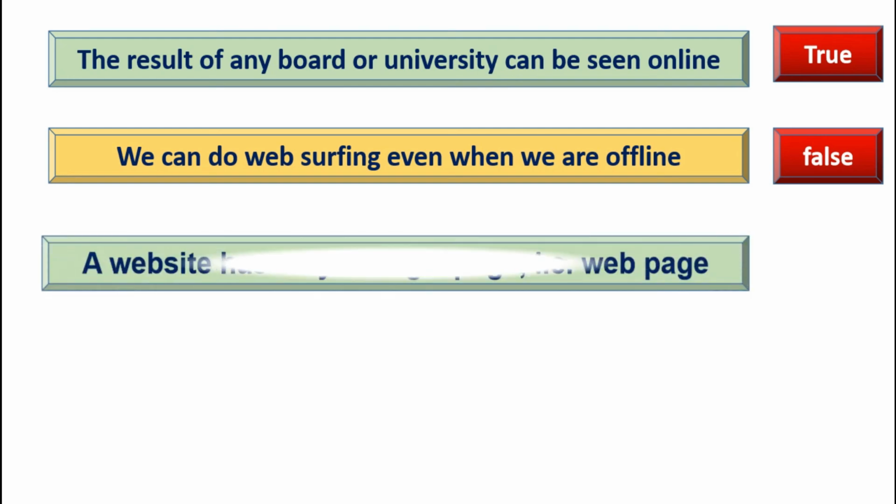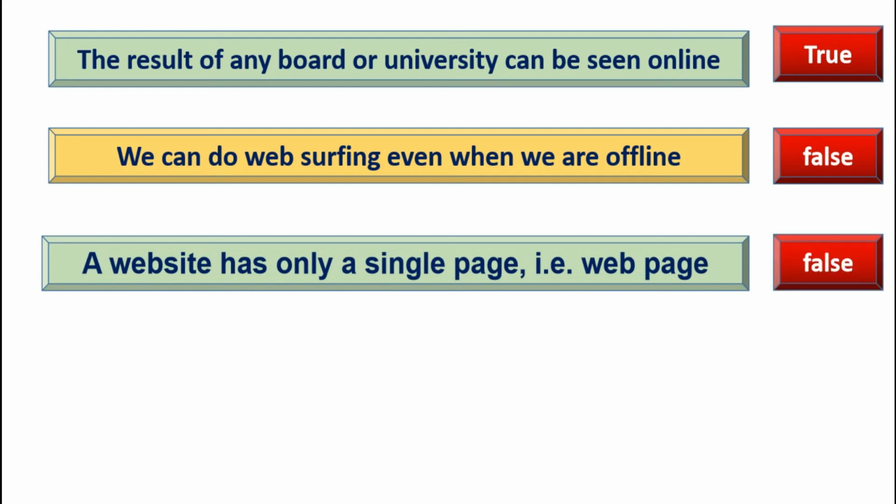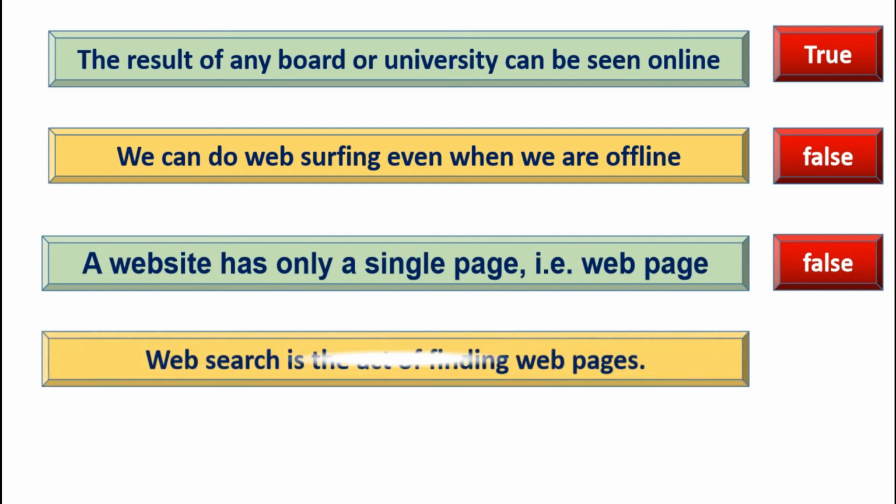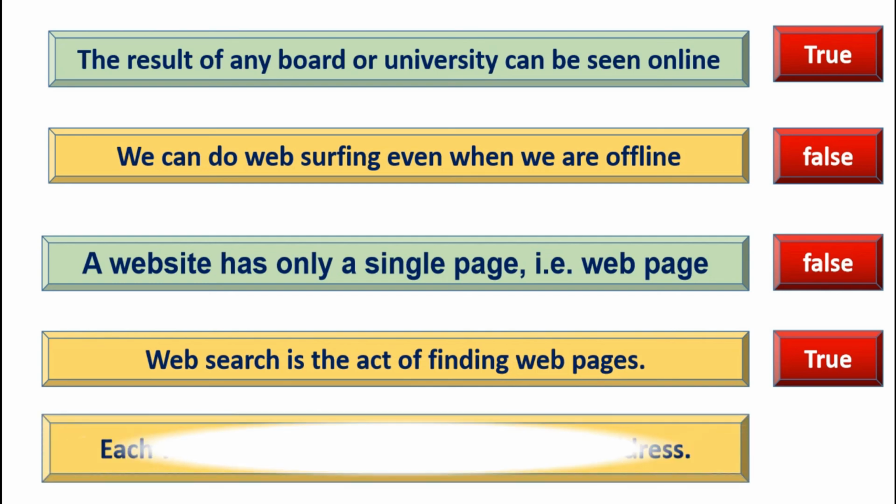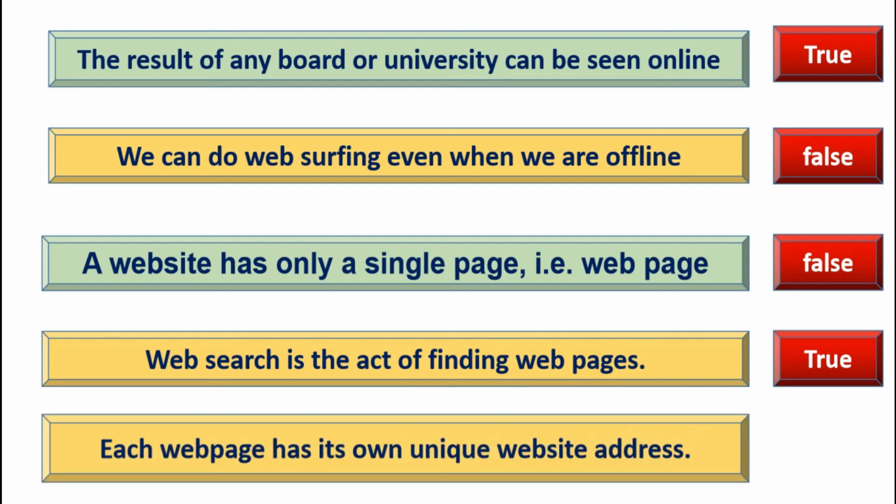A website has only a single page, that is web page. Answer is false. A website is not only a single page. A website contains many pages. Next is, web search is the act of finding web pages. Answer is true. Each web page has its own unique website address. Answer is true.